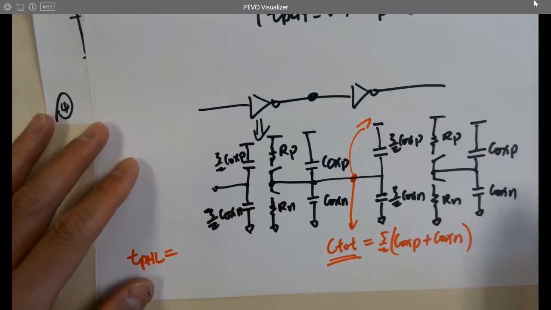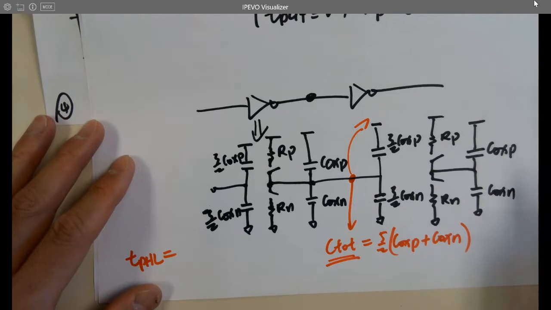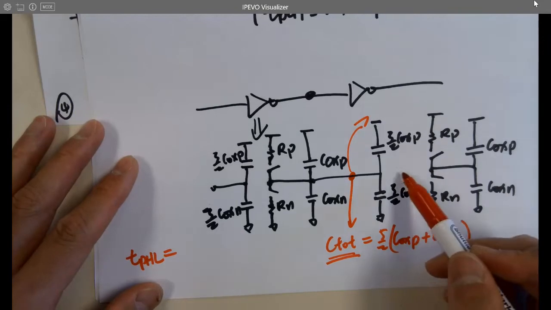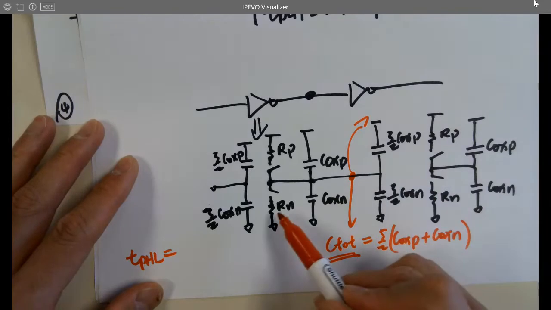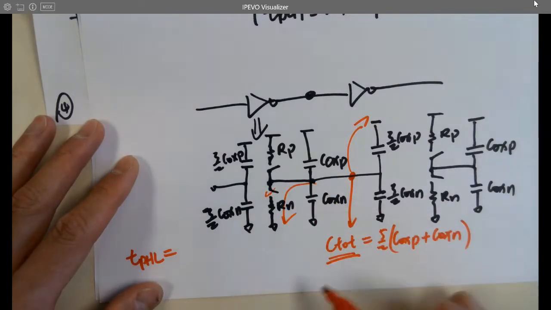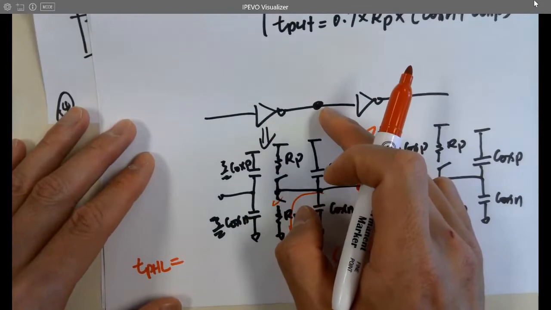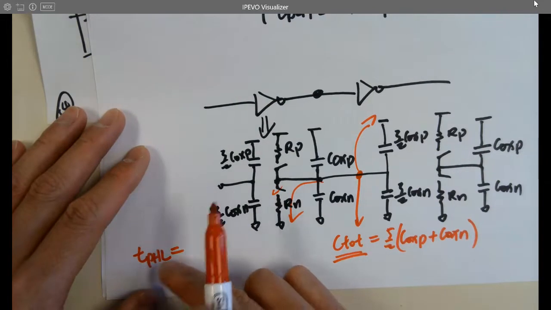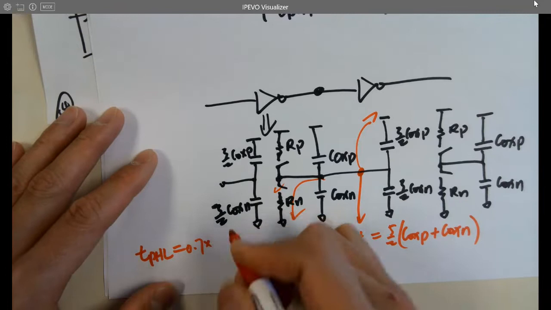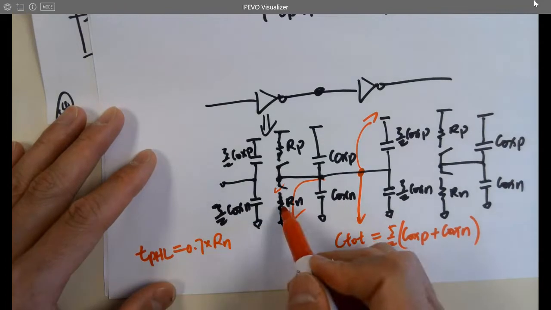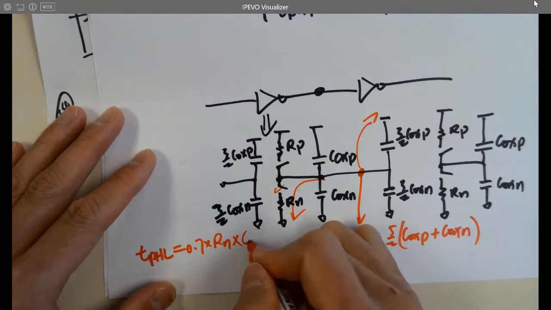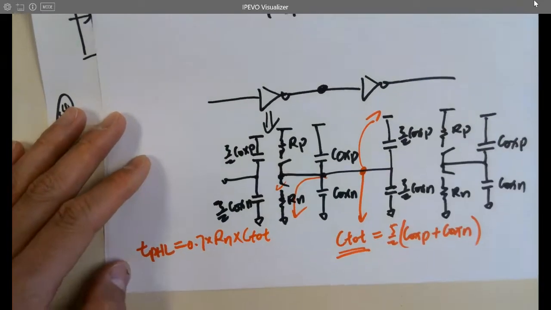TPHL? Let me know which channel is working here. Oh, there's nothing, there's no connection, it's a gate. This one, the switch is going to be closed and so it discharges through this channel. You got two inverters shorted together, right? Keep in mind, only this guy's NMOS is discharging this point to ground whenever it goes from H to L, right? So this becomes 0.7 times what? Rn, right? And times C total, right?